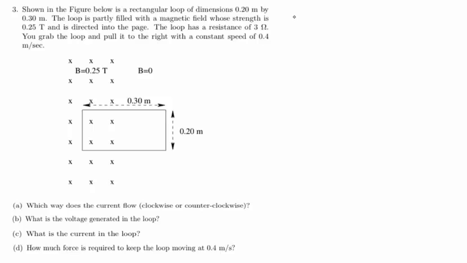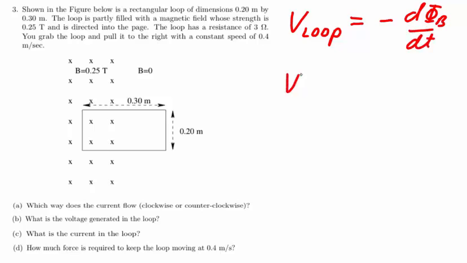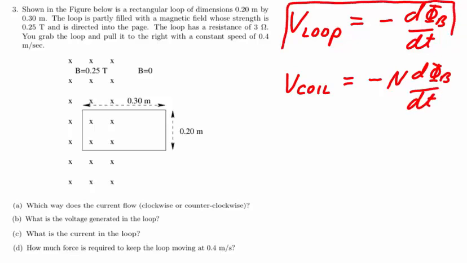We recognize that this problem is an application of Faraday's law, and we've written Faraday's law in 2 forms. If we have a single loop, the voltage generated around that loop is negative the time derivative of the magnetic flux through the loop. And if we were instead to have a coil, since a coil is simply a series of loops, the total voltage generated across this series combination is n times the voltage of any single loop. In the problem at hand, we only have a single loop, and so we'll be using the first of these 2 formulations.